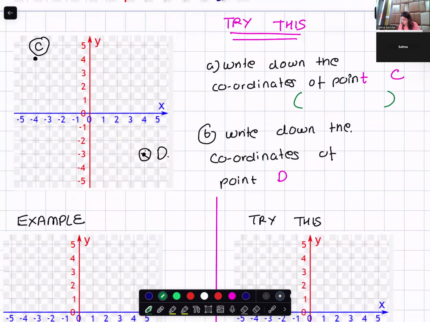X coordinate and y coordinate. X is -4. Y is +4. So the coordinates would be -4, +4. For D, X is +4, Y is -3. So the coordinates would be 4, -3.